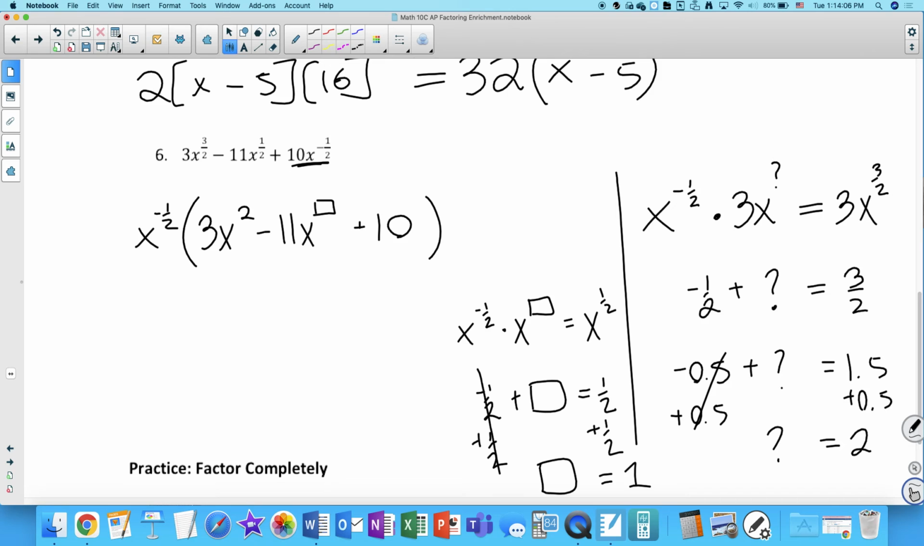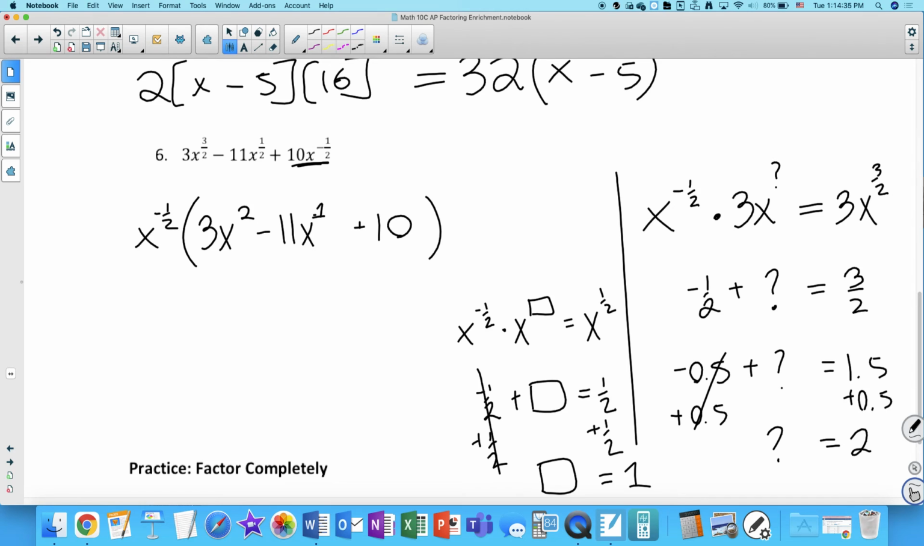Okay, so that's a 1. And if you think about going this way, right? X to the negative 1/2 times x to the 1, you have to add those together. 1 plus negative 1/2 is 1/2. Okay?